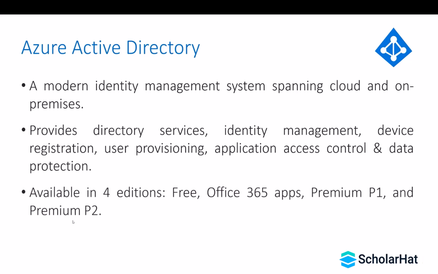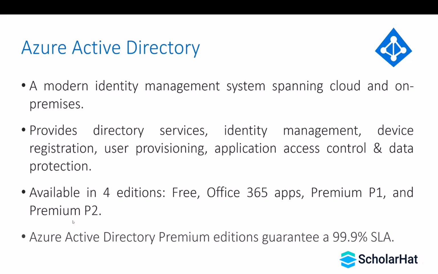It is available in 4 different editions: Free, Office 365 apps, Premium P1 and Premium P2. Recently it was available in only 3 editions: Basic, Free and Premium. Now it is available in the 4 different editions: Free, Office 365 apps, and Premium as P1 and P2. Even the premium edition guarantees a 99.9% service level agreement. So it is showing the availability of Azure AD.